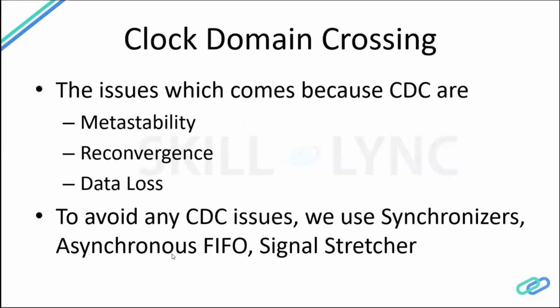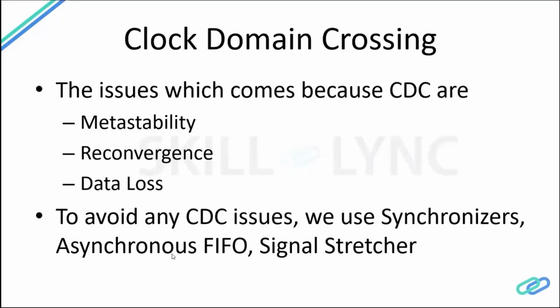Metastability is wherein we check the state, and the output does not reach either 1 or 0. It goes to an in-between state. Reconvergence and data loss are wherein we lose the data, or we will not be able to reach a stable state, or we don't reach the correct stable state.